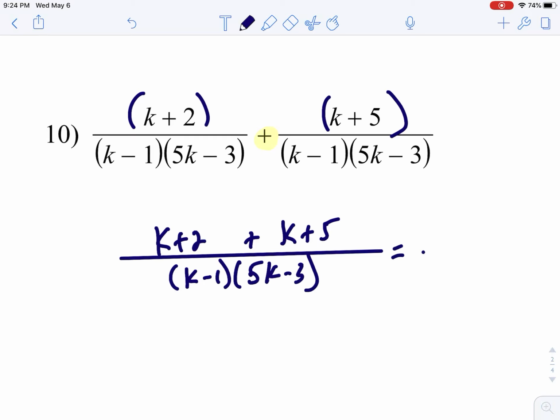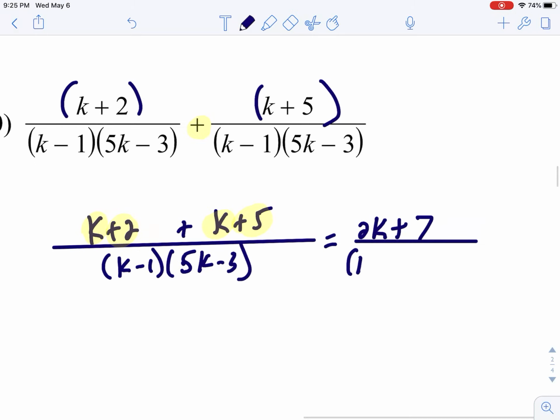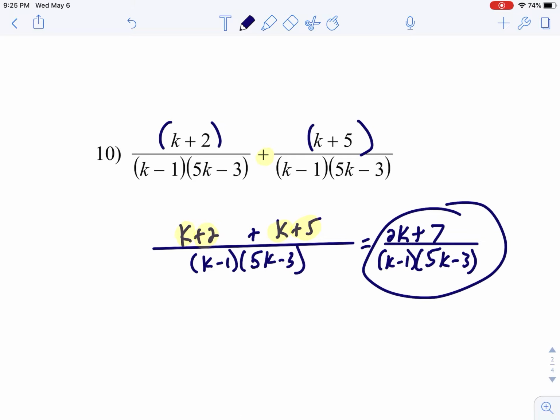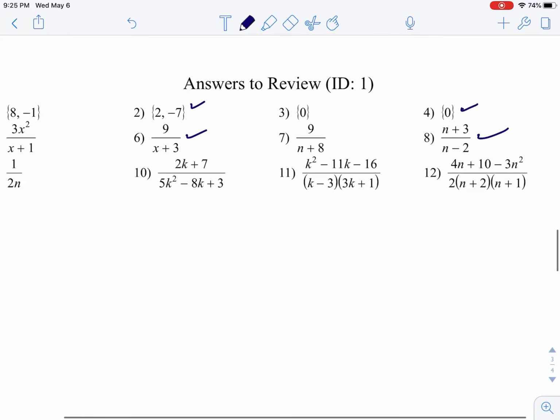And so for adding, you simply find like terms. So k plus k is 2k. And then plus 2 plus 5 is plus 7. Get rid of that dot. And you could multiply the bottom together, you know, FOIL it or whatever. But I don't think the answer key has it like that, so I'm not going to bother. We'll just do that and check number 10.